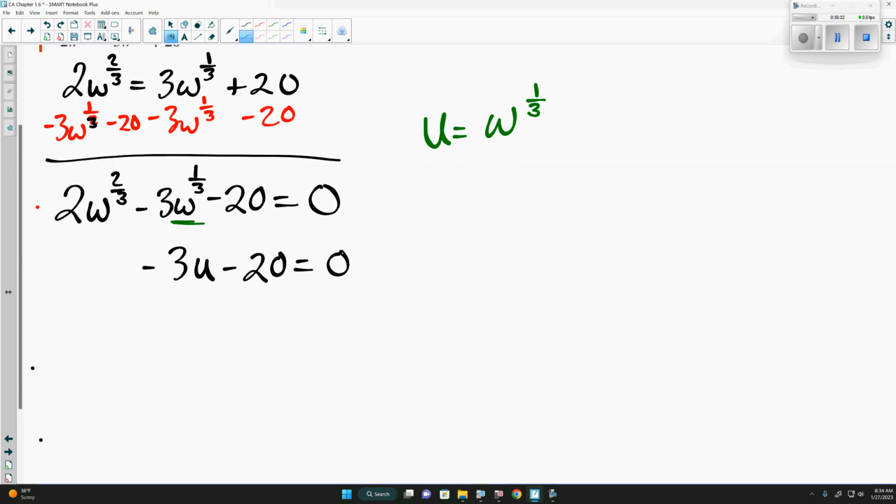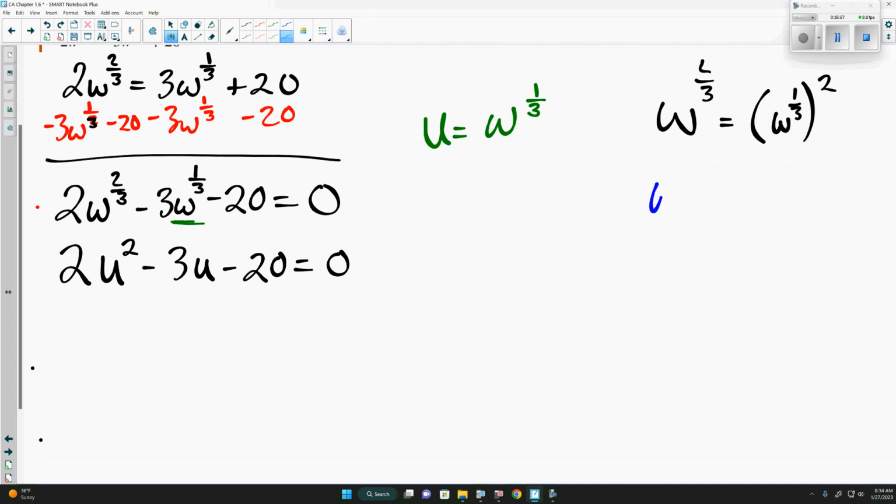Now w to the 2/3. W to the 2/3 is the same as what? W to the 1/3 squared, yes? So really this is 2u squared. And I mean, it works like this for pretty much most of the time.